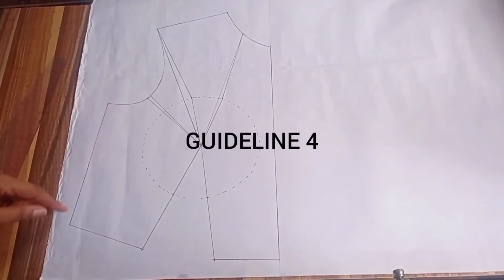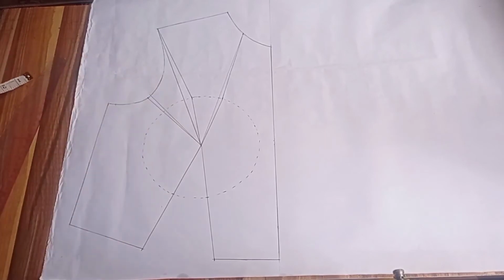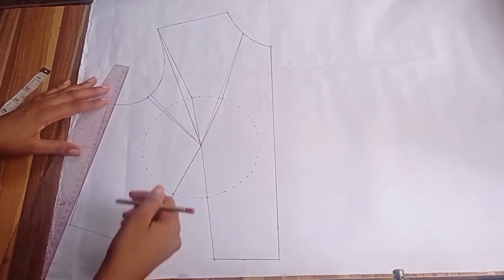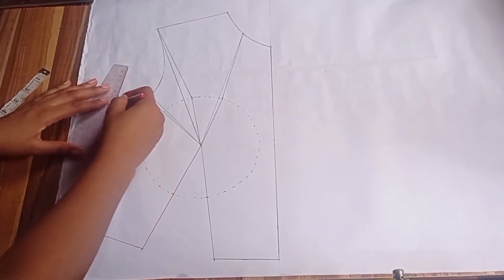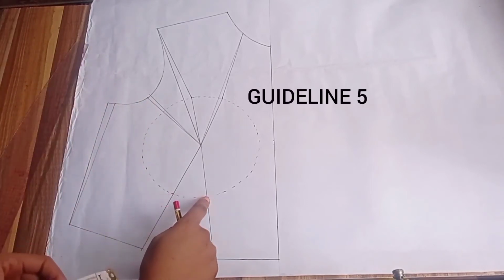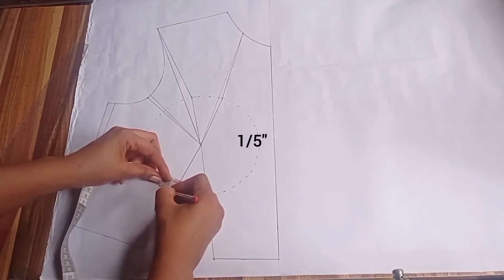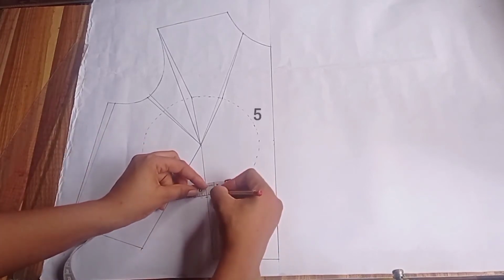Guideline number 4. On the side seam, mark 1/2 inch inwards and connect the point to the waistline. Guideline number 5. On both dart legs of the waist dart, mark 1/2 inch and connect the point to the bust point and downwards to the waistline like so.